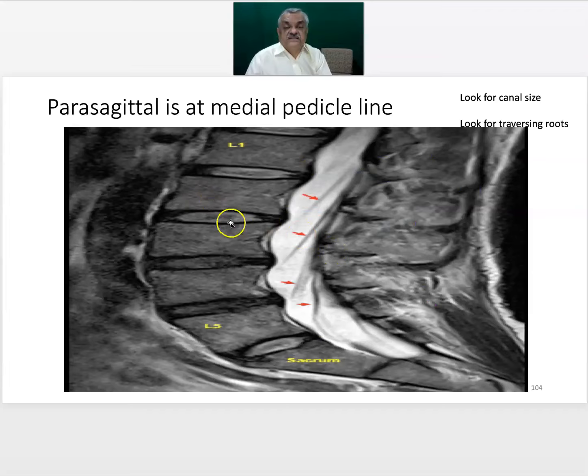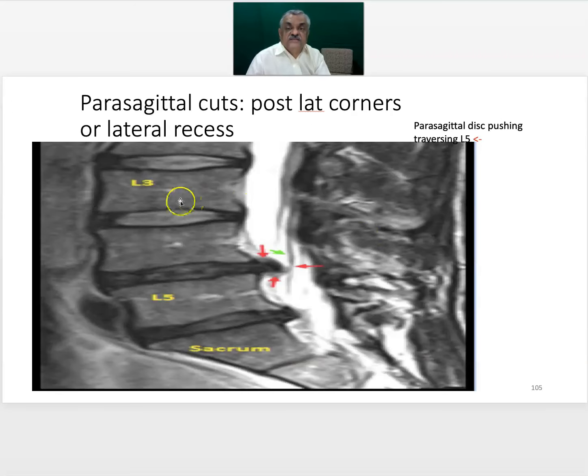This is a parasagittal, which is normally at the level of the medial pedicle line, and what we do is we look at the canal size and we also look for the traversing roots at this parasagittal or the medial pedicle line picture. Then this is the parasagittal cut, and we will see this is the lateral part or a posterolateral part of the disc in the lateral recess, and it may be pushing the nerve, or this is the nerve, this is the disc going down towards the lower zone.